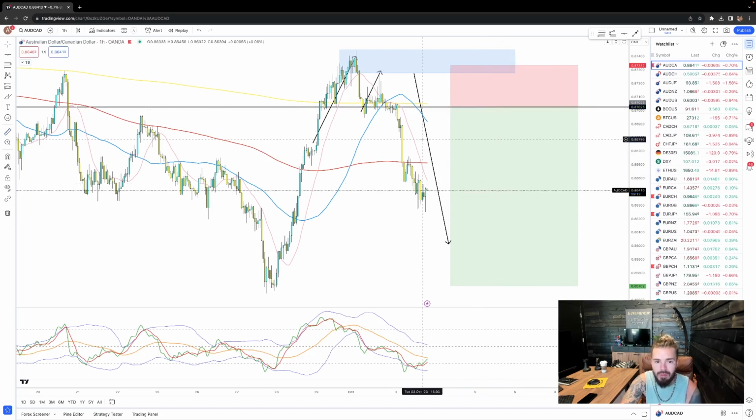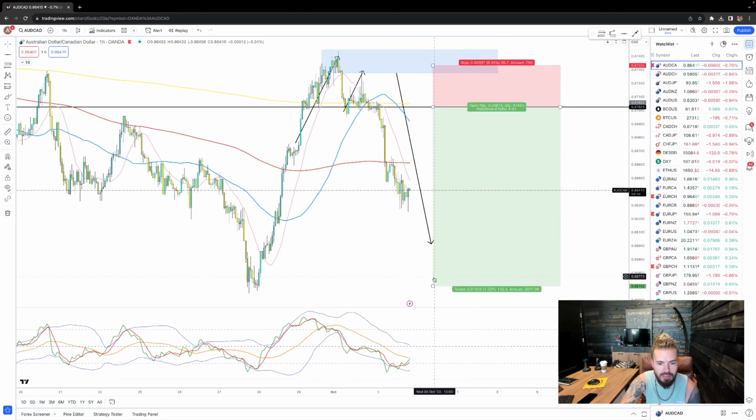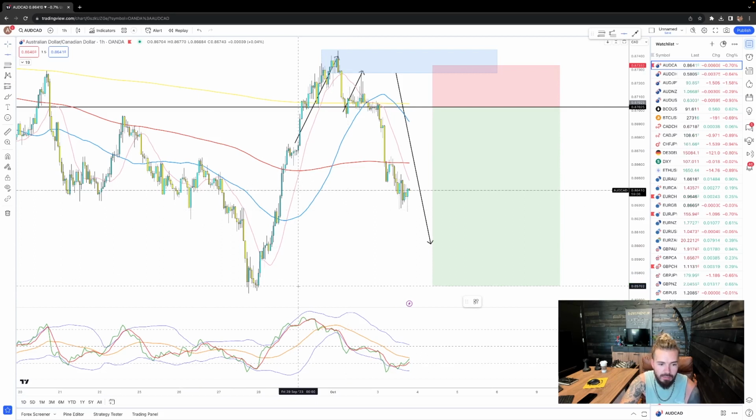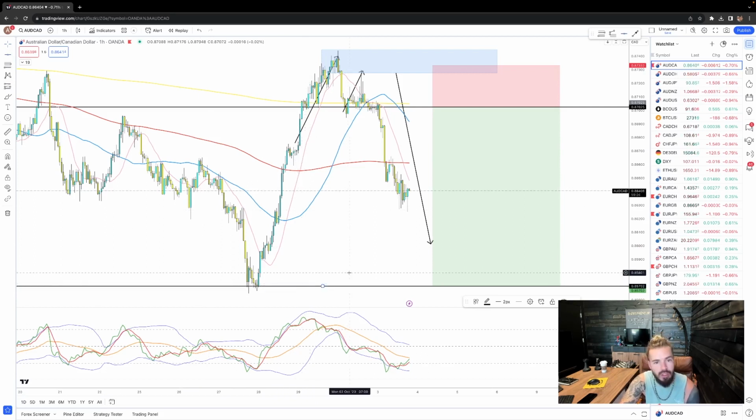61 pips. Stop loss has moved to profit. I'm continuing to roll this to the downside. I will be taking profit just at the low. I'm not looking for that lower low. I might leave a runner on this position, but overall, I'm going to be looking to take the majority of my profit there.